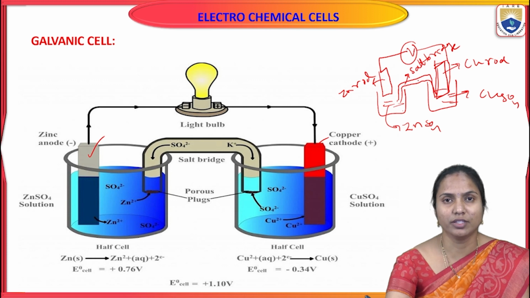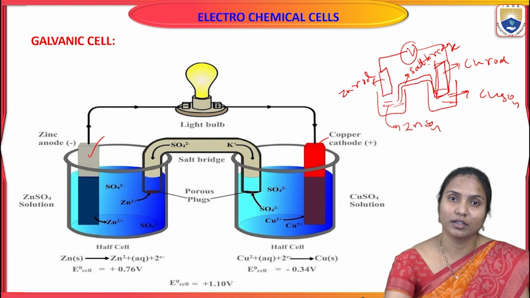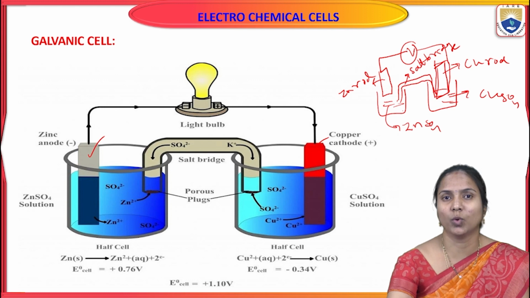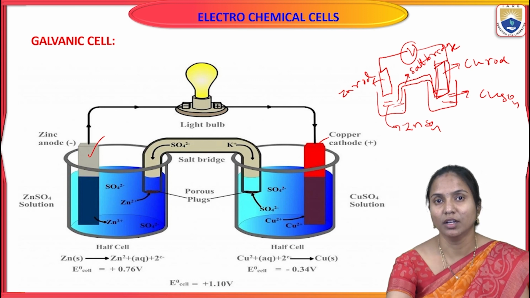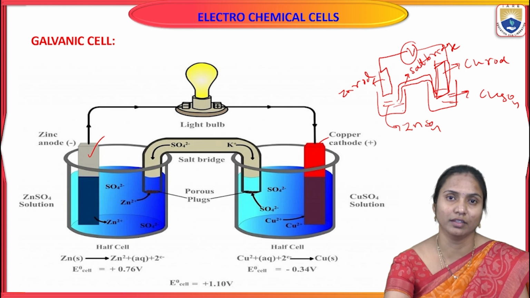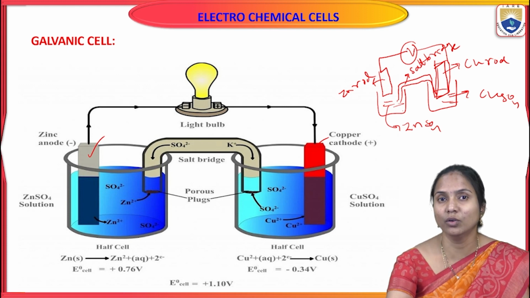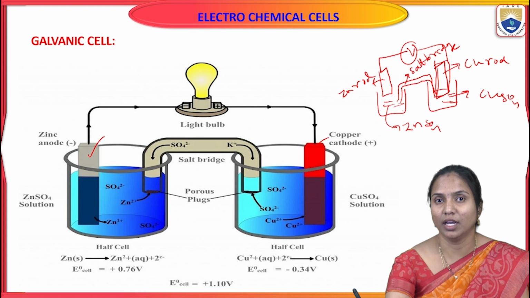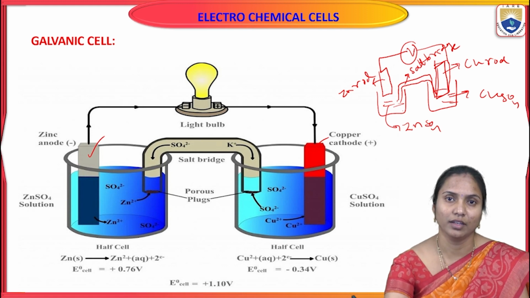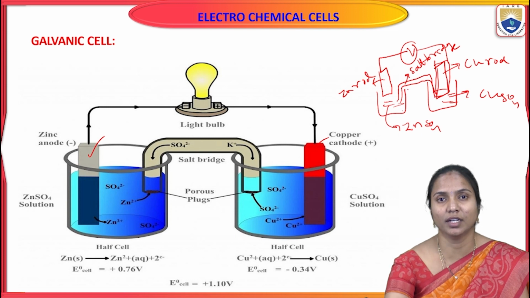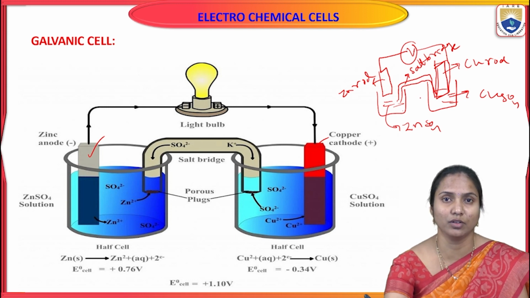The salt bridge is an inverted U-shaped tube containing a saturated solution of KCl or ammonium nitrate in agar-agar gel. So what is the use of the salt bridge in this galvanic cell or Daniell cell? It connects two half cells. A half cell means an electrode dipped in its own electrolyte solution. For example, here the zinc rod is dipped in zinc sulfate solution.